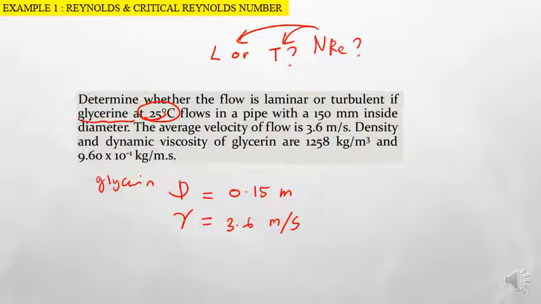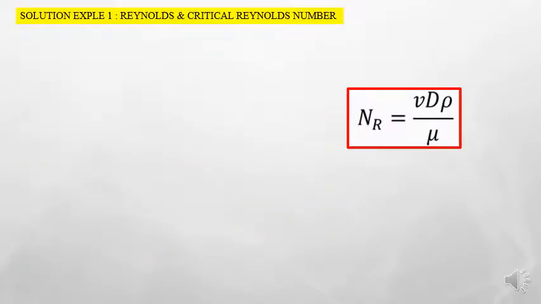Density and dynamic viscosity: the density here is 1,258, and the viscosity is 9.6 times 10 to the minus 1. So this is the information provided from the question. Let's check out how to solve this problem.